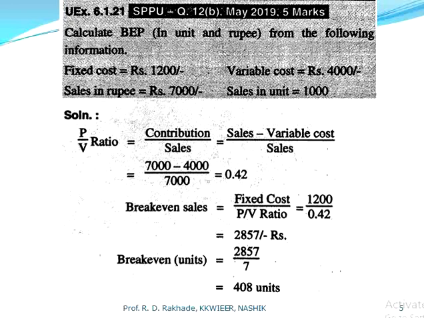So the first question was asked in May 2019 for 5 marks. Problem statement: calculate the break-even point in terms of units as well as in rupees from the following information. We have fixed cost 1200 rupees, variable cost 4000 rupees, sales in rupees 7000, and sales in units 1000. Our main objective is to calculate the break-even point, and we can calculate it by using the profit volume ratio.